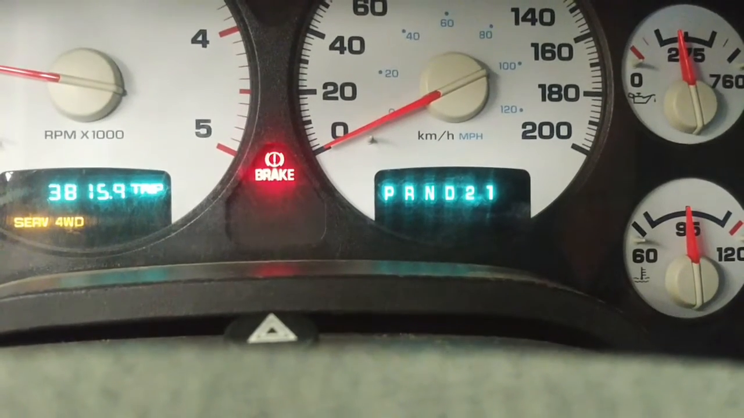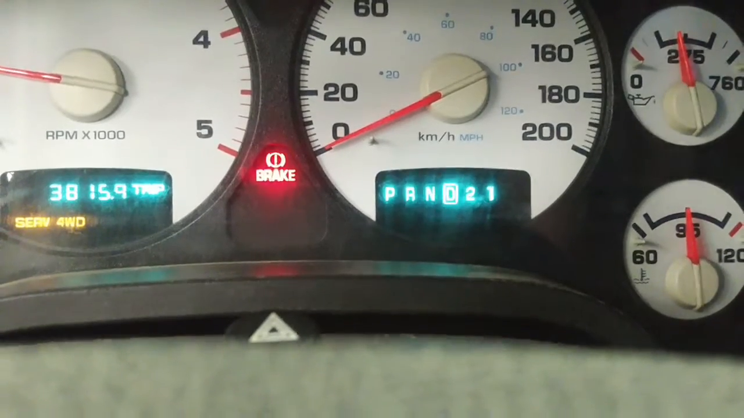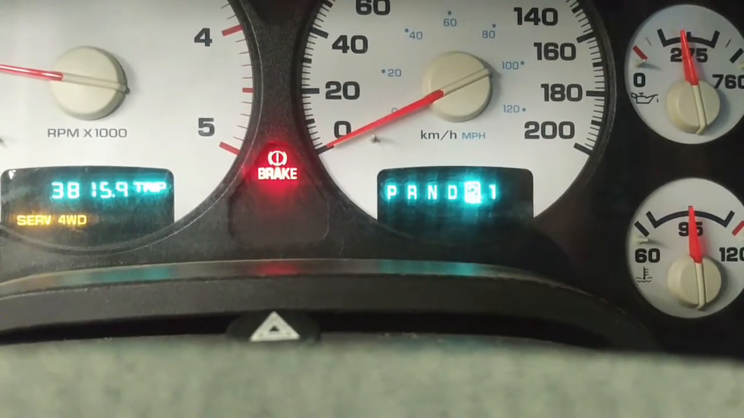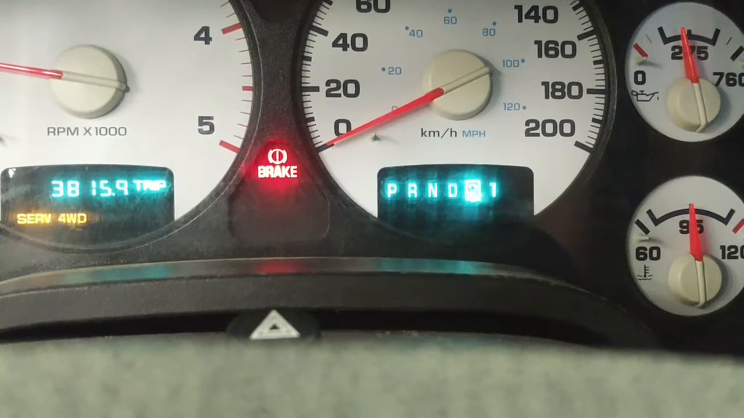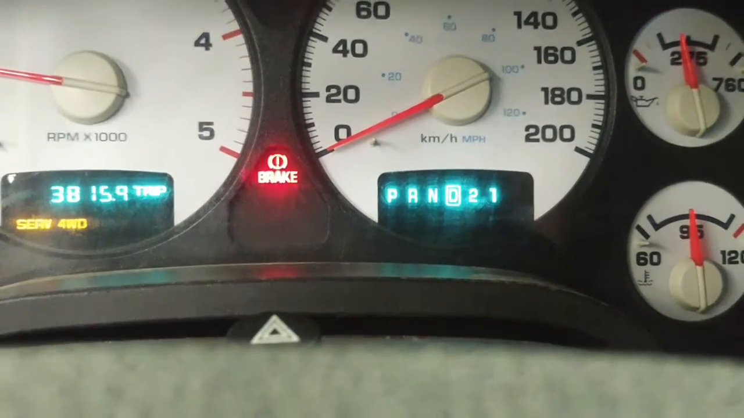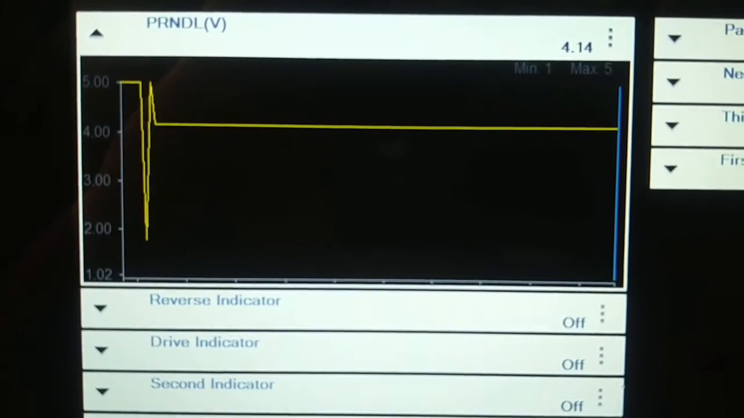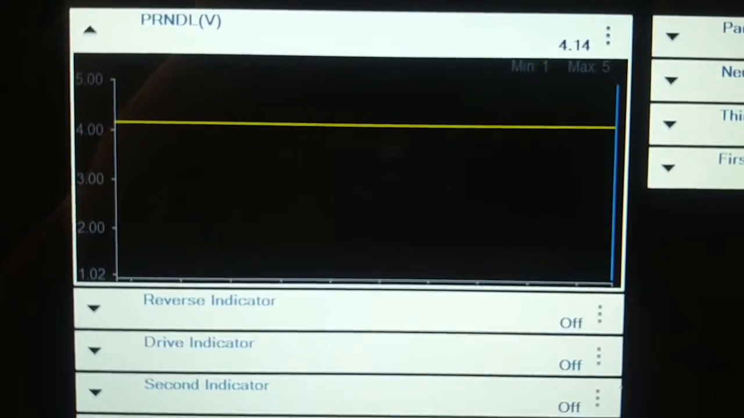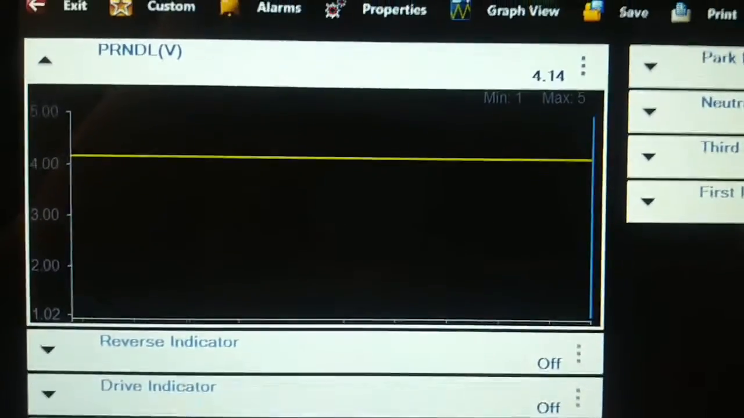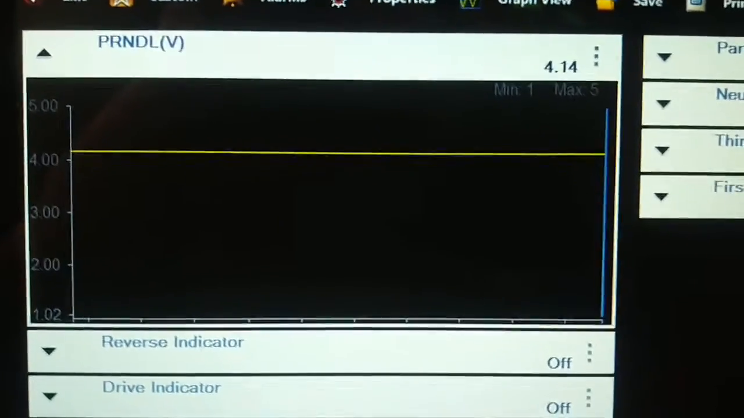I should have ordered that switch on the side of the transmission. They have it in stock at the local parts store, but I didn't get it sent out. I'm going to lift this up again and graph the voltage from that sensor. So I realized I can graph the voltage in the instrument cluster data. So there it shows in park at 4.14 volts.